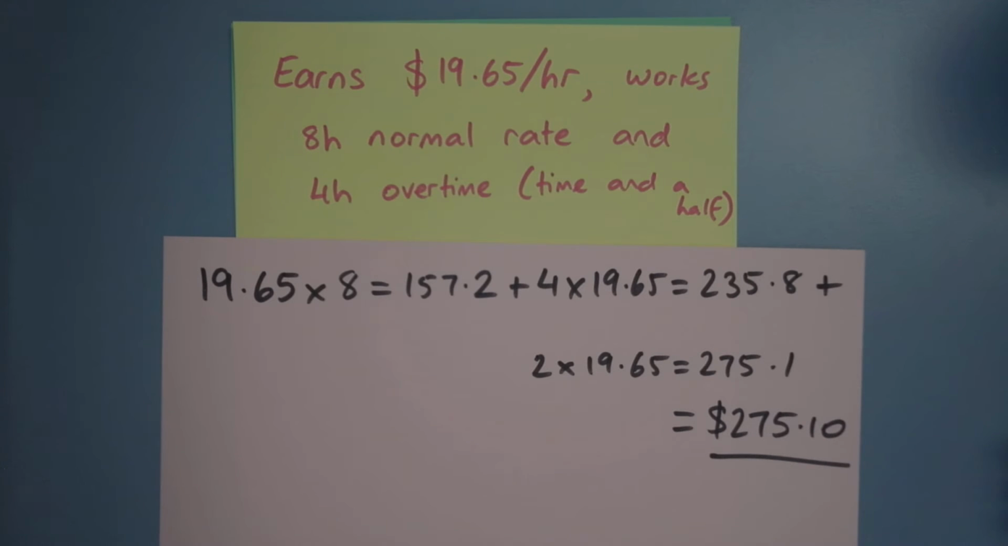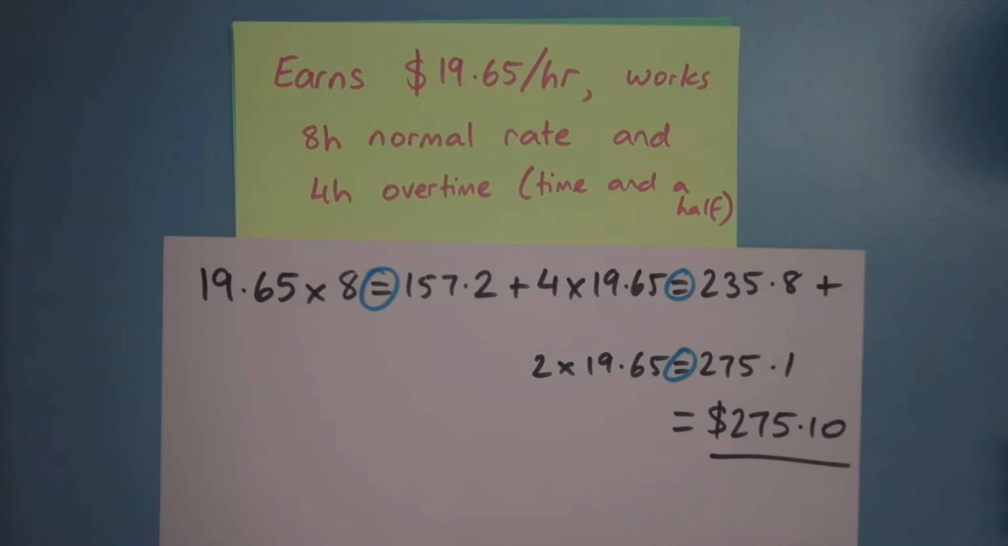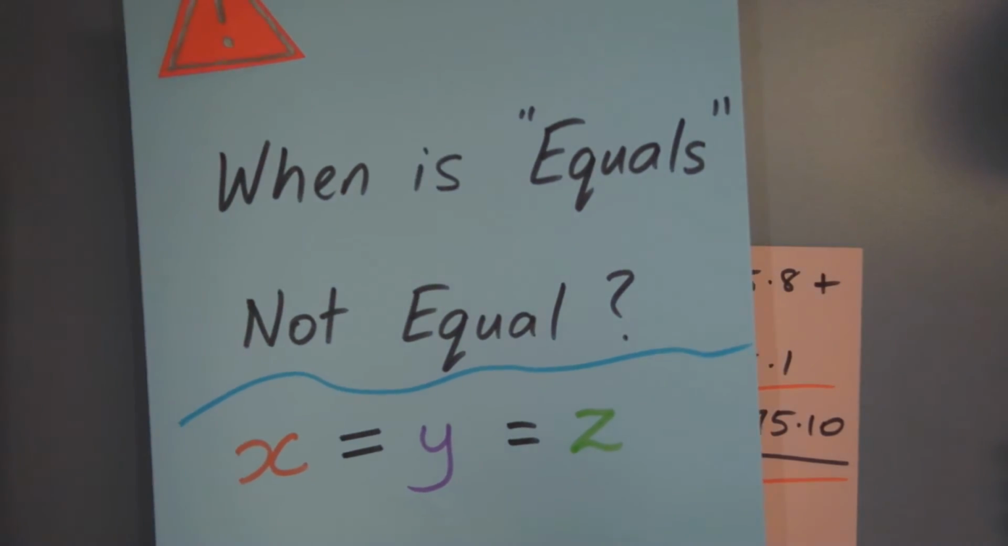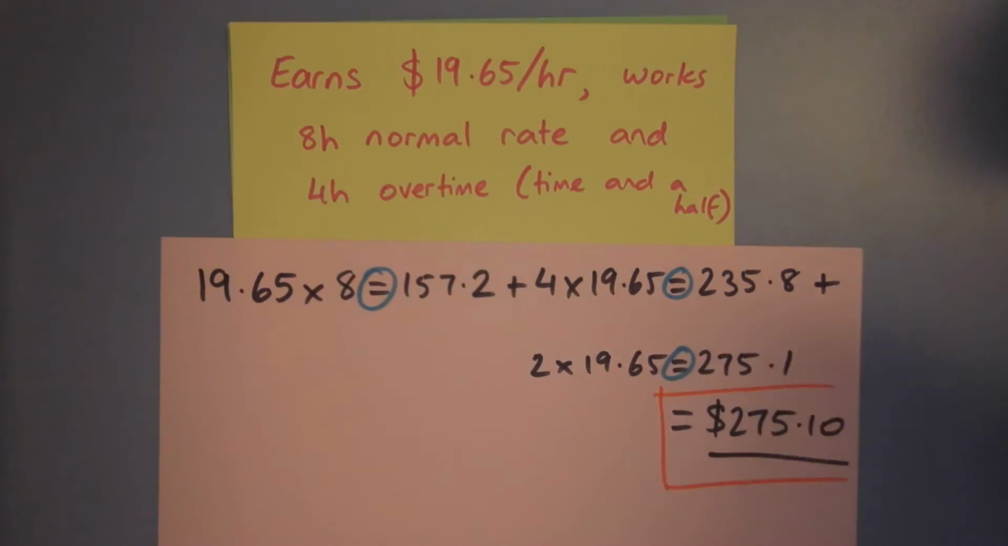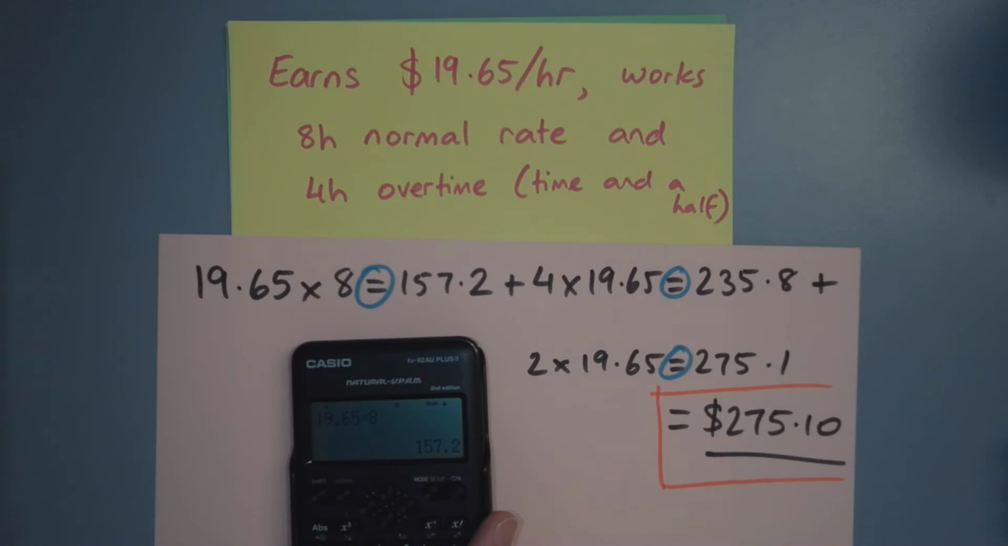Absolutely nightmarish for a few reasons. First of all, I'm going to circle all the equal signs. This one was on a separate line, so I'm not going to worry about that, but all of those were on the same line. Actually, I'll put a quick box around this one to show you that that was separate. Now, as I said, it's okay for you to use more than one equal sign so long as the things are actually the same. If they're not the same, you can't do this. And let's just go here. $19.65 times 8 is $157.20.